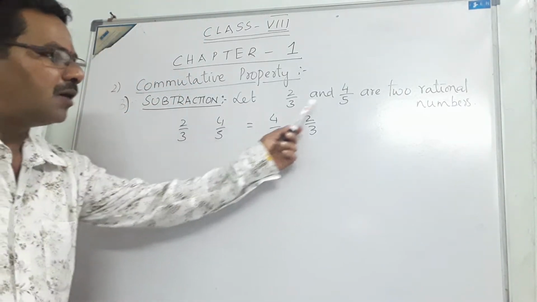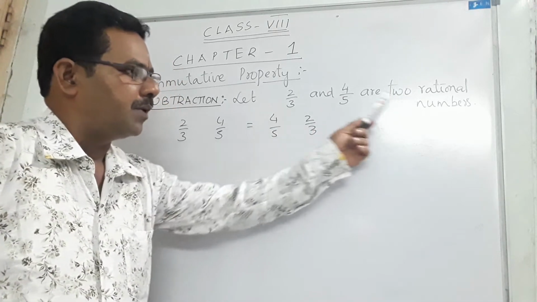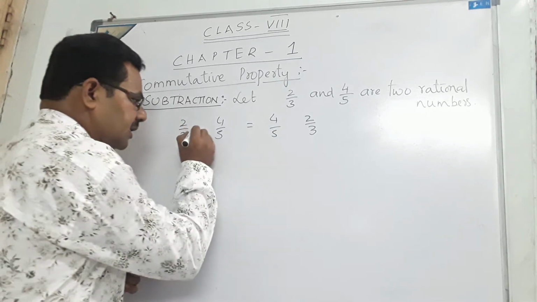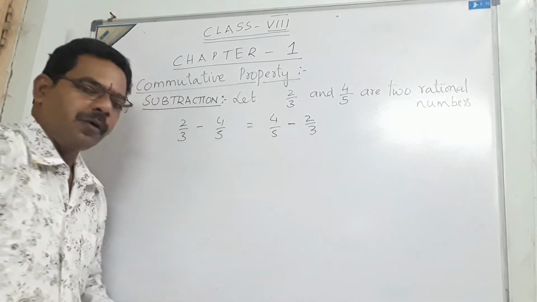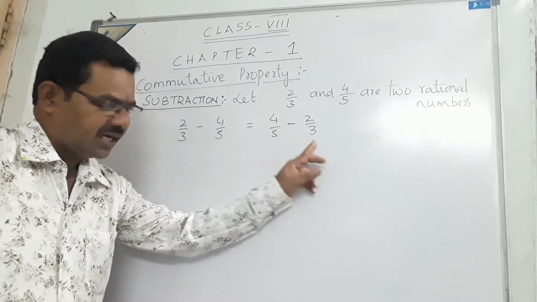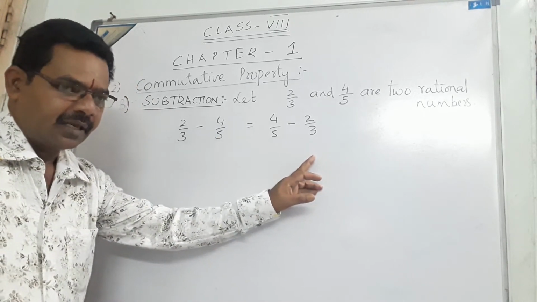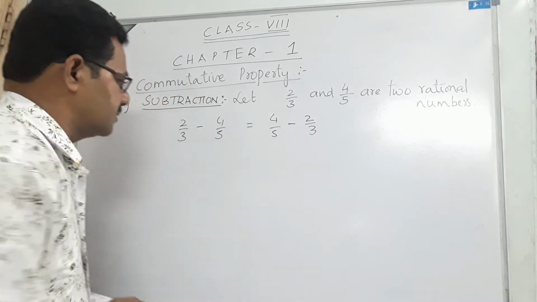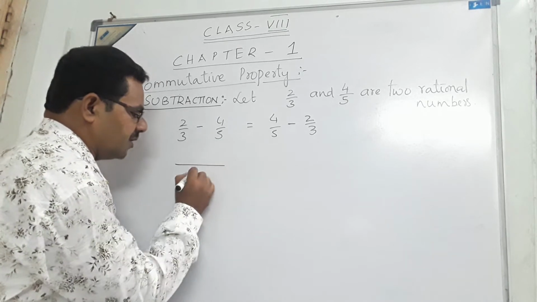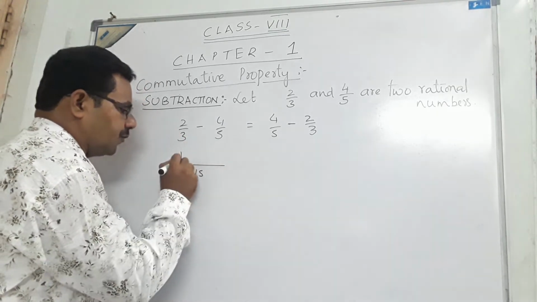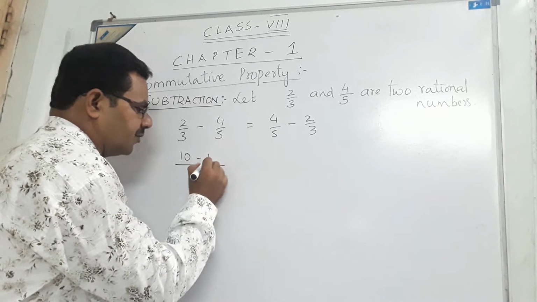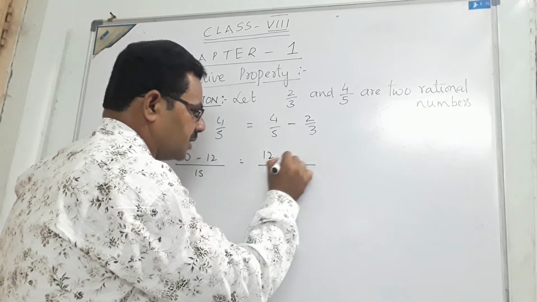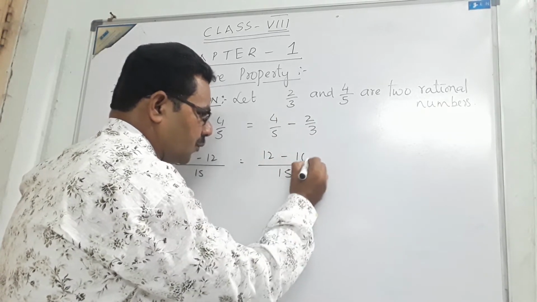In subtraction also I have taken the same rational numbers. 2 by 3 and 4 by 5 are two rational numbers. So here what to do? 2 by 3 minus 4 by 5 is equal to 4 by 5 minus 2 by 3. If this condition is satisfied, then we can say the commutative property is followed under subtraction in rational numbers. So we shall do it. Again 3 5s are 15, 2 5s are 10, 5 3s are 15, 4 3s are 12, and on the right side, 5 3s are 15, 4 3s are 12, 3 5s are 15, 2 5s are 10.